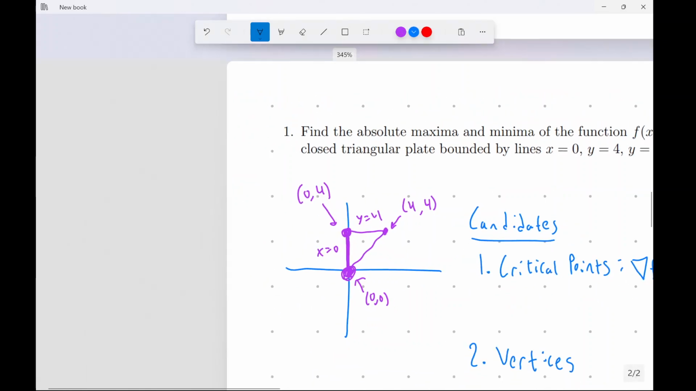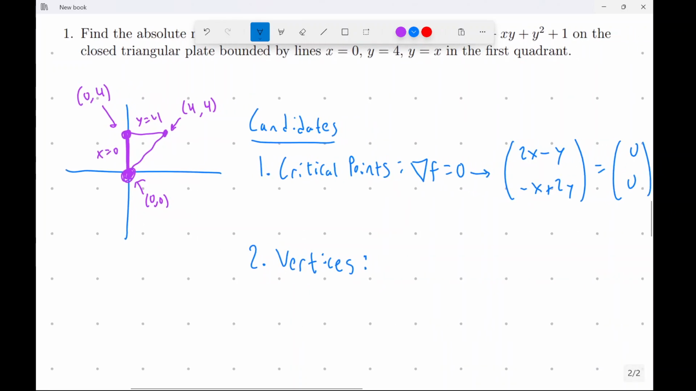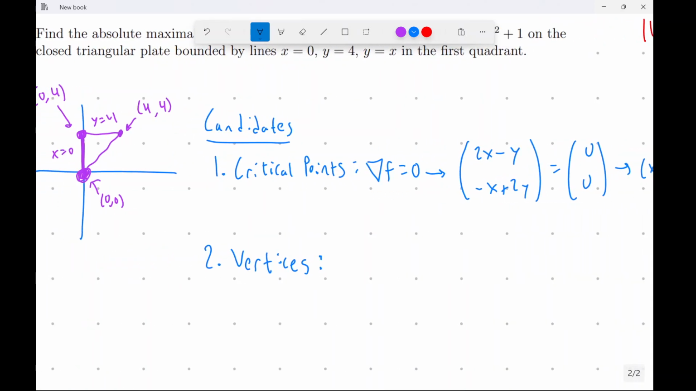Okay, so those are our 3 vertices, and we have to make sure that we include those as candidates also. So I already wrote 0, 0 earlier, so I'm not going to write it again. But we have 0, 4, and 4, 4. I'll make sure to highlight those to indicate that they are also candidates.